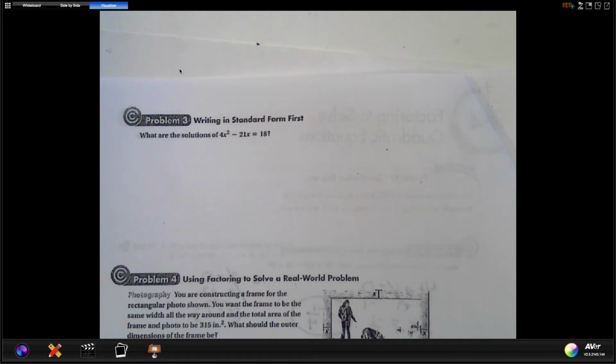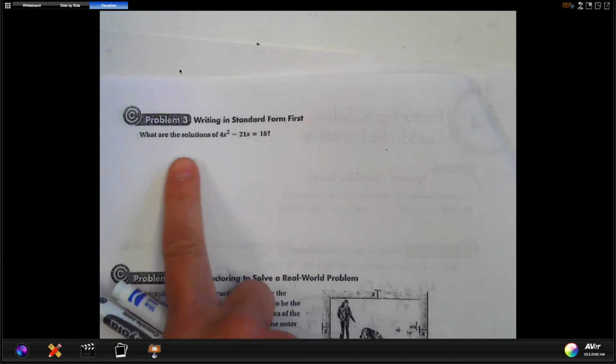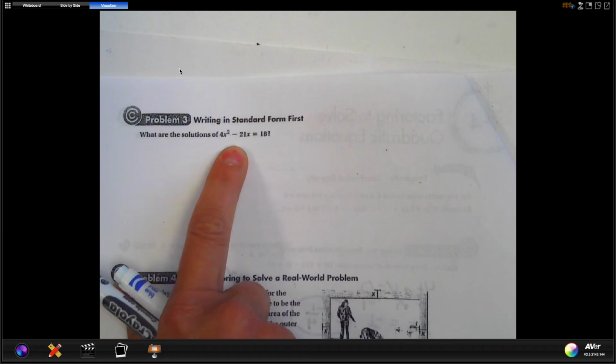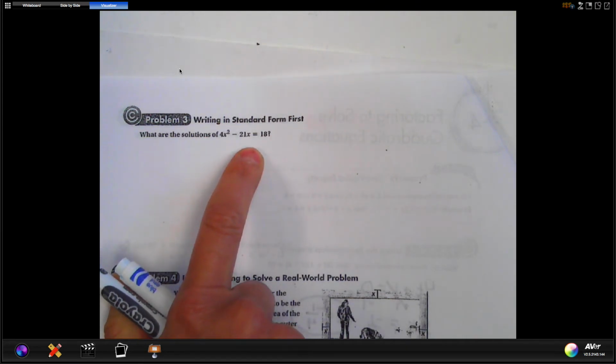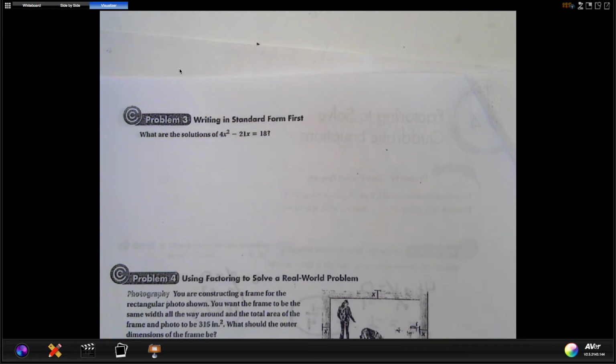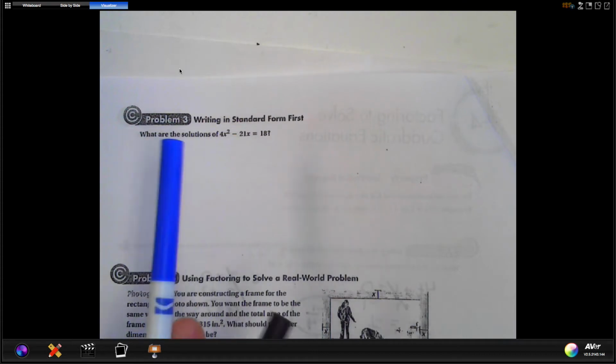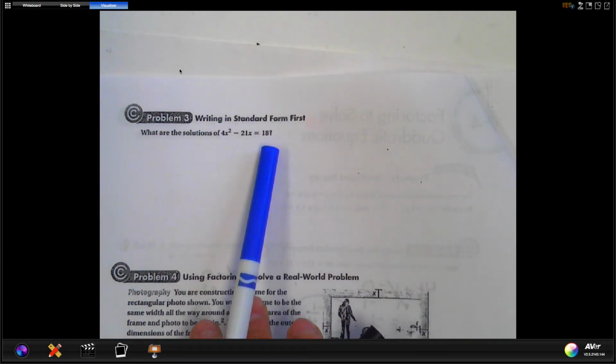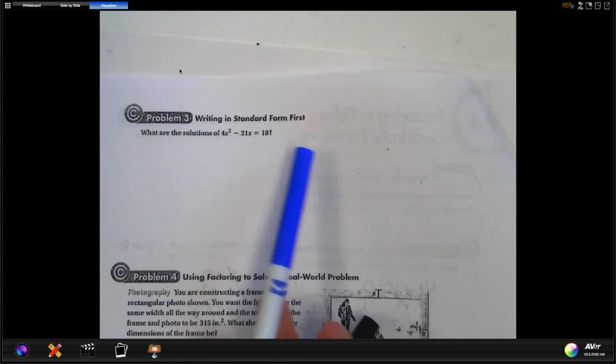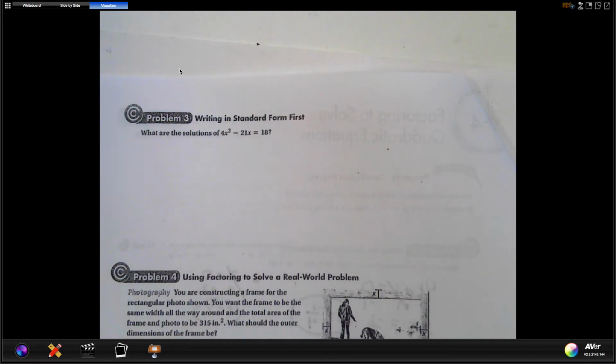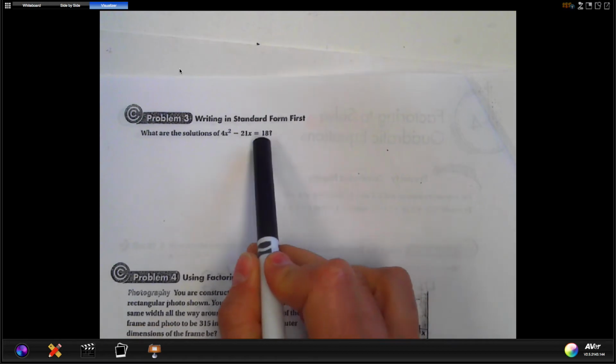This is where sometimes we run into a little bit of a snag. It says, what are the solutions of 4x squared minus 21x equals 18? In order to solve the quadratics, you first have to make sure they are equal to 0. Sometimes they're equal to a number instead, so you want to make it equal 0 first.